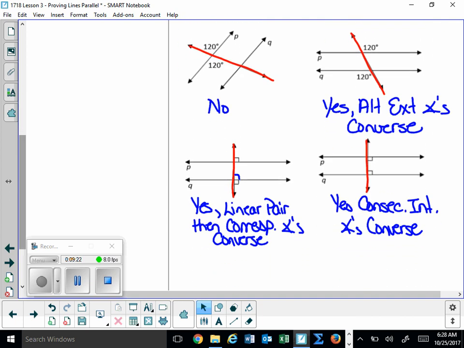Third row, vertical angles. Vertical angles do not prove lines parallel. So no. Going to the right, alternate exterior angles that are equal in measure and therefore congruent. So yes.